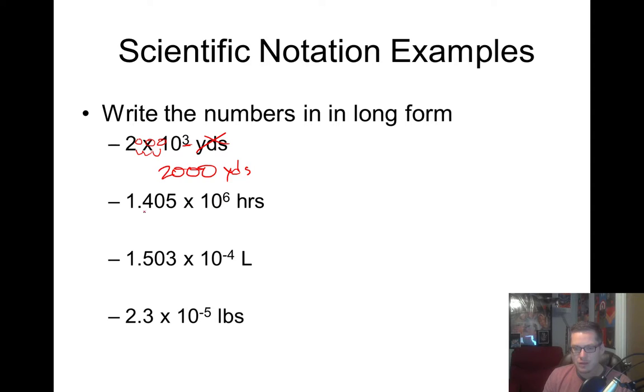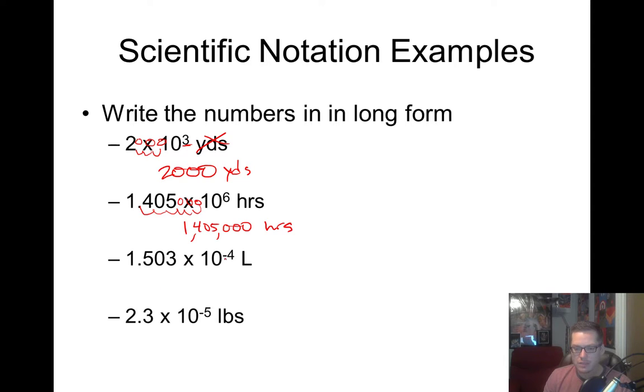now we're in hours, so now this times 10 to the 6th. We're going to move our decimal place over 6 times. So we go 1, 2, 3, and then 4, 5, 6. We add 3 zeros, so it becomes 1,405,000. And if we're really fancy, we could add in commas. And so this is 1,405,000 hours.